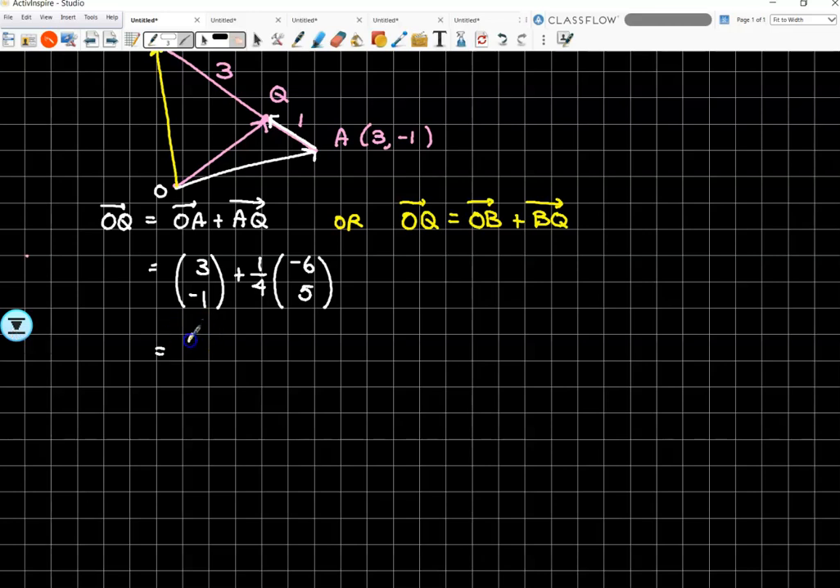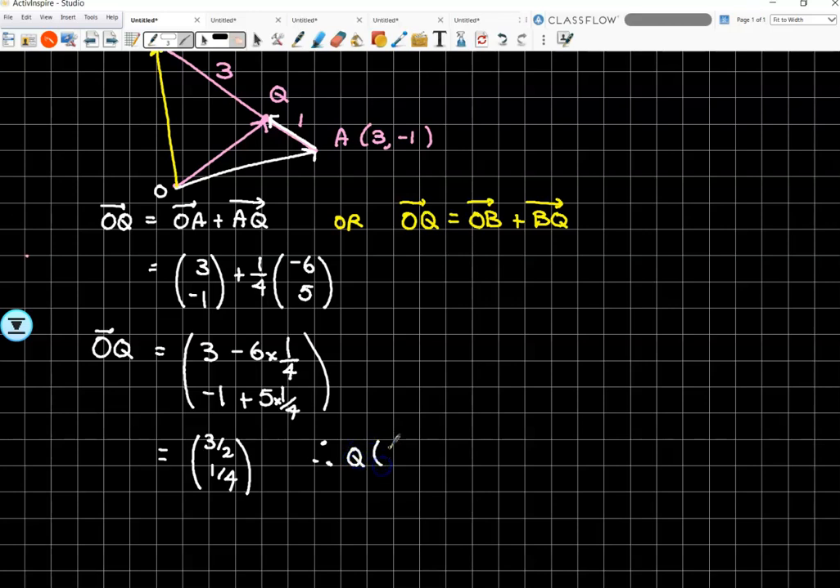Okay, so that means my OQ will be 3 minus 6 times 1/4, and minus 1 plus 5 times 1/4, which we can find out. Okay, therefore Q is the point (3/2, 1/4).